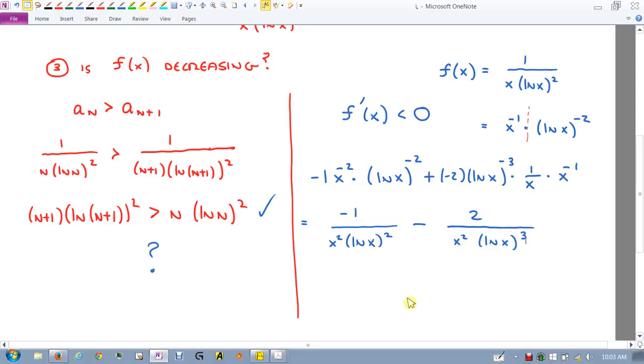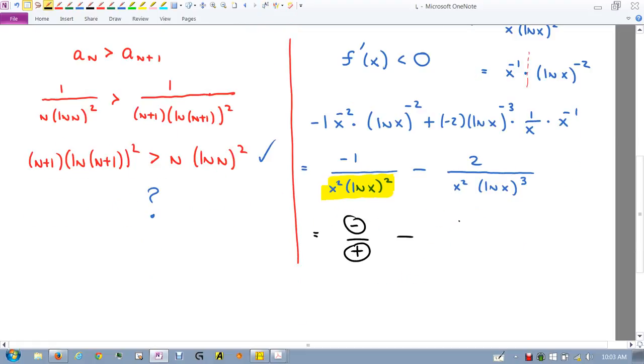So here we go. Is this always negative or not? Tell me about this right here. It's always a positive number, right? Because they're both being squared. Negative 1 over a positive number. So you're going to have negative over positive, right? That's the first thing we have over there. Minus, and then over here, 2 over, so 2 is always positive over.